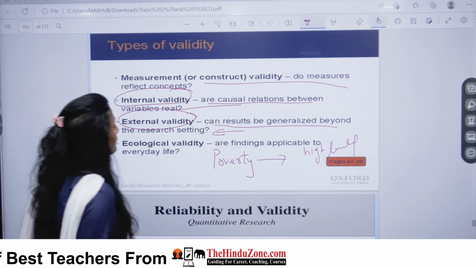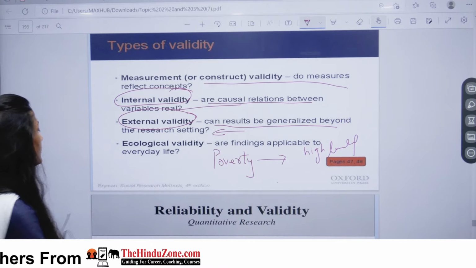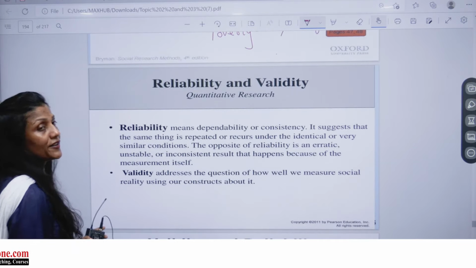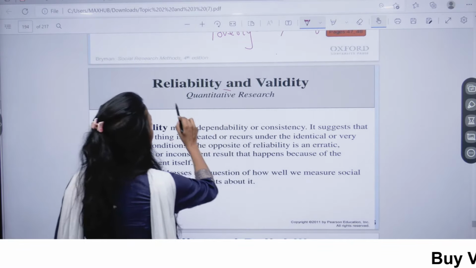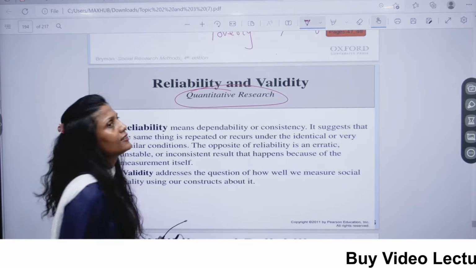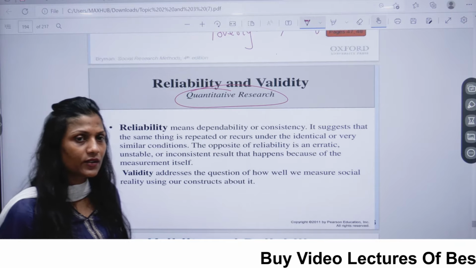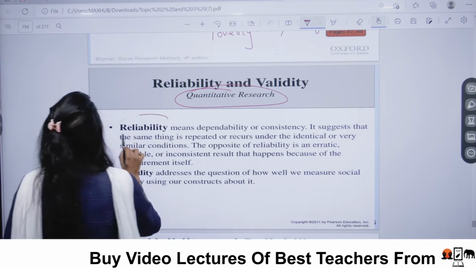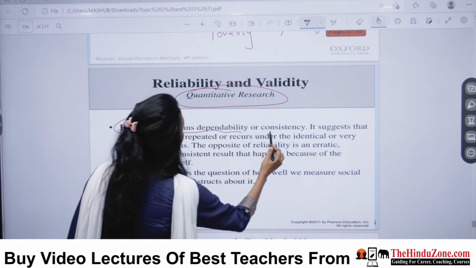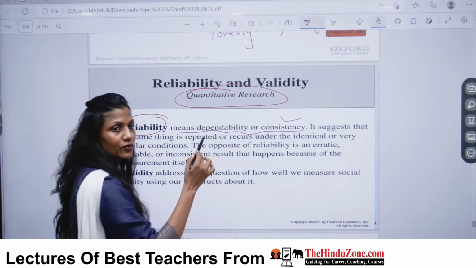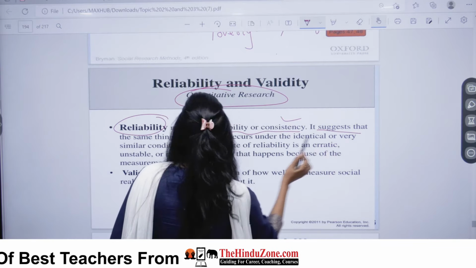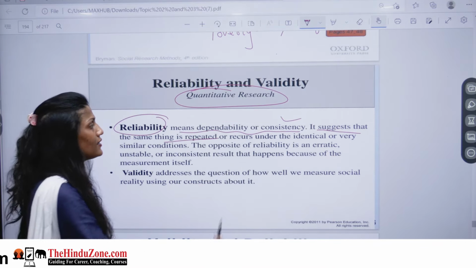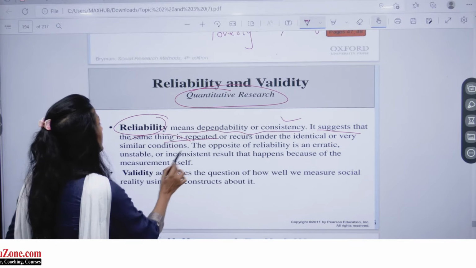We are here. So now let's see reliability and validity in quantitative research. So what is quantitative research, Saurabh? Is it a part of positivist or non-positivist? Good. So reliability means dependability or consistency. I think we are clear with this. It suggests that the same thing is repeated, reoccurs, all right, under identical or very similar conditions.